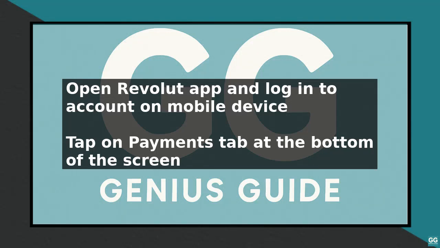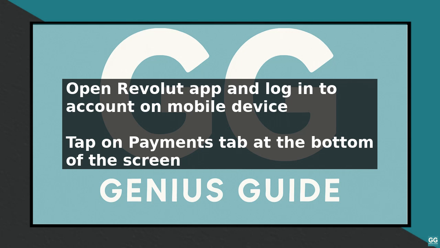To transfer money using Revolut, start by opening the Revolut app on your mobile device and logging into your account. If you do not have a Revolut account, you will need to sign up and go through the verification process. Once logged in, tap on the Payments tab at the bottom of the screen.